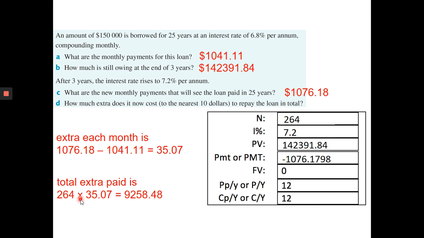If we do that for 264 months, the actual extra amount of money is nearly 10 grand. So an interest rate going from 6.8 to 7.2, 10 grand. That's a pretty decent car, 10 grand. Giving the answer to the nearest $10, so take care with that. 9260. Yeah, it's nearer to $60 than it is to $50.